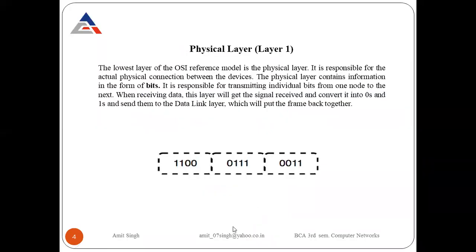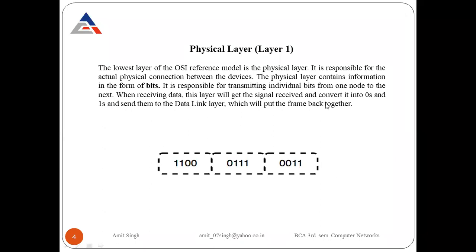Now the first layer is the physical layer. It is also known as layer 1. The lowest layer of the OSI reference model is the physical layer. It is responsible for the actual physical connection between the devices. The physical layer contains information in the form of bits. It is responsible for transmitting individual bits from one node to the next. When receiving data, this layer gets the signal received and converts it into zeros and ones, and sends them to the data link layer, which will put the frame back together.